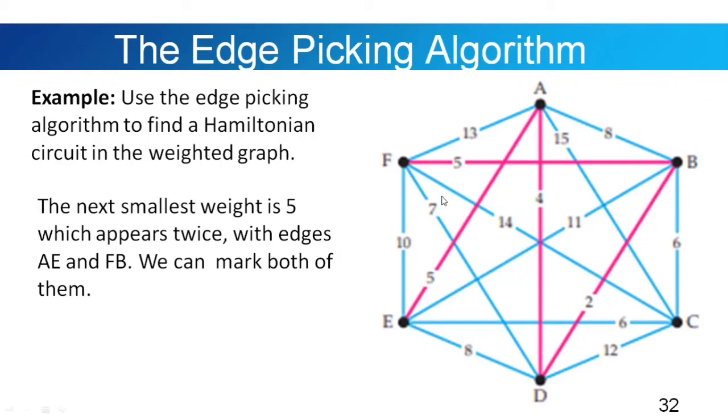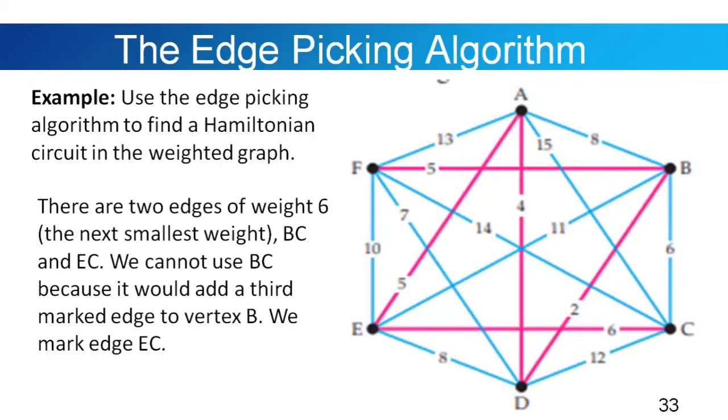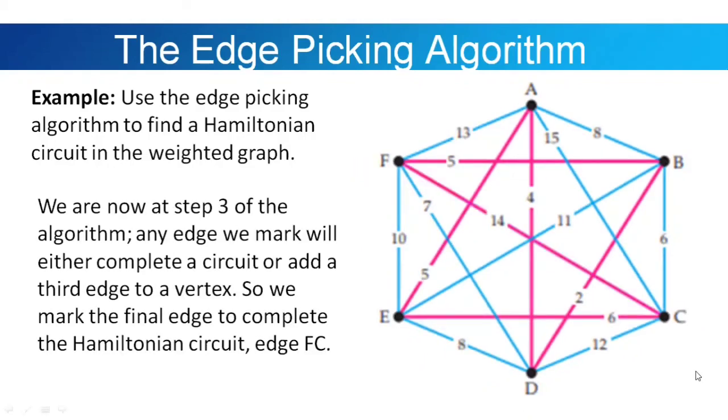So we have here FB and AE. So both have the same weight of 5. There are two edges of weight 6, the next smallest weight. So BC and EC. Both of them have a weight equal to 6. We cannot use BC because it would add a third marked edge to vertex B. We mark edge EC. We are now at step 3 of the algorithm.